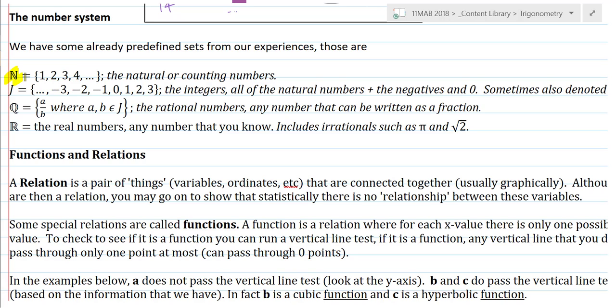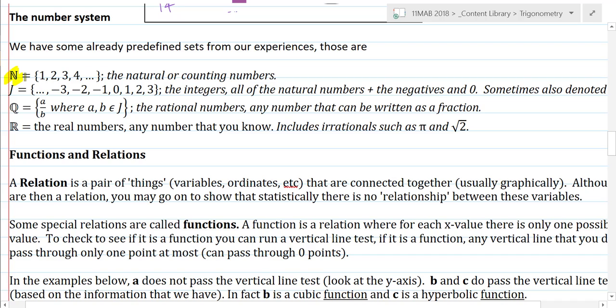And then we have Z, which represents the integers. And so all the integers are just every whole number, including the negatives and 0. So the natural numbers are a subset of the integers. All the natural numbers are in the integers, but there's some extra numbers in the integers. And then we have Q. Q is the rational numbers, any number that can be written as a fraction.